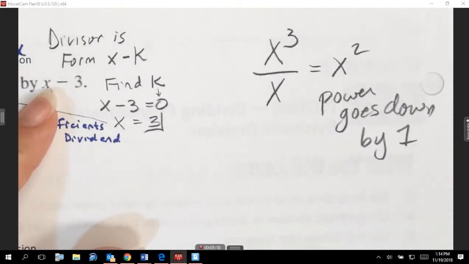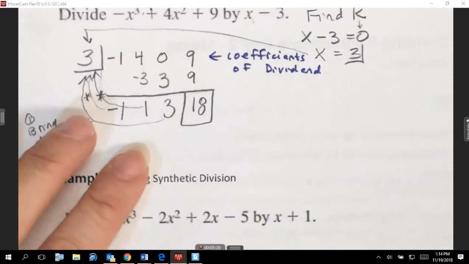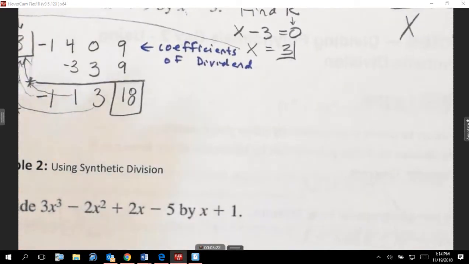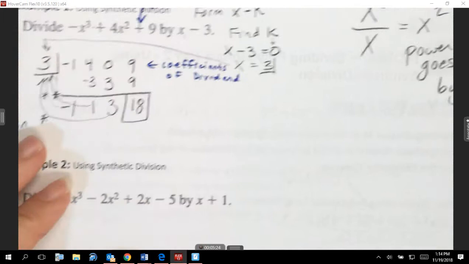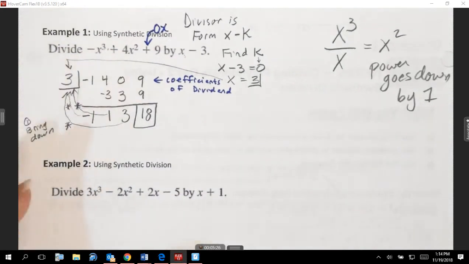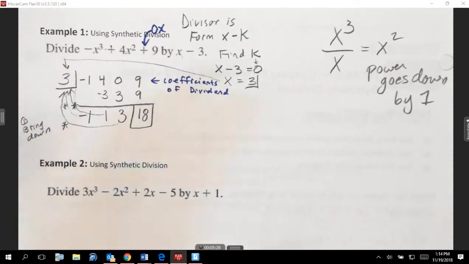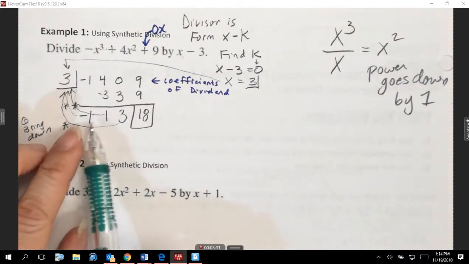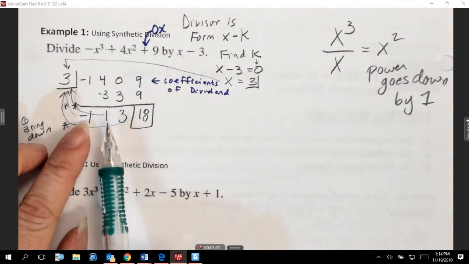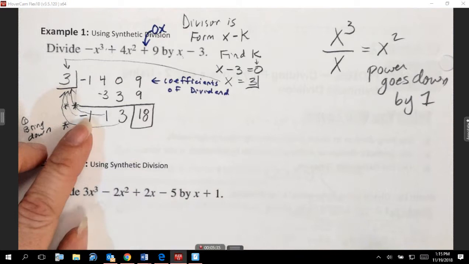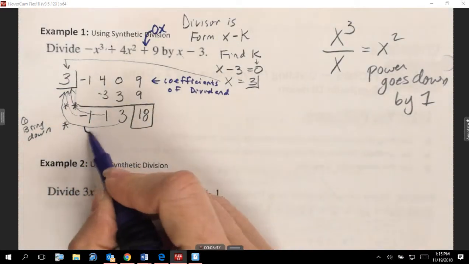All right? And what that means is I'm going to take these coefficients that I just got. I'll back out so you can see those words at the same time. Can you see both? Okay. I'm going to take these. These are now the coefficients of the answer. These are the coefficients of the quotient.